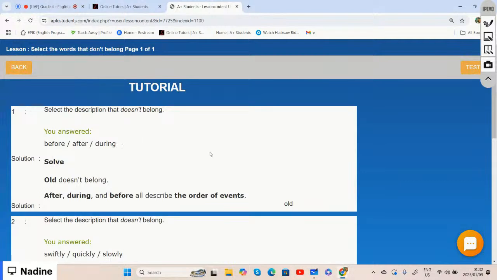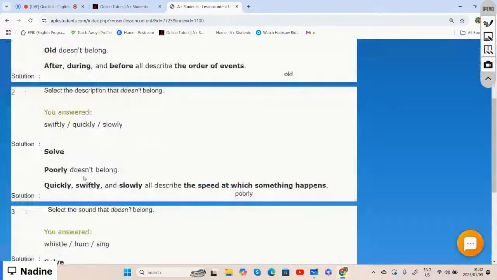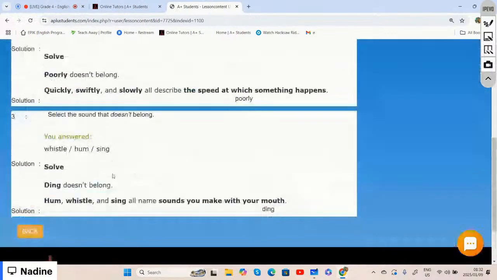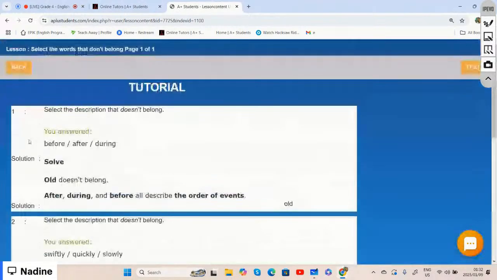So order of events, right? So order of events. Okay, so they're not giving us words that doesn't belong, but like yeah, if we were to look at order of events, right, of the order in which or how things happen, then we can say it is before, it is after, it's during, right? So here they have identified that old doesn't belong. So I'm sure that old was also part of that.